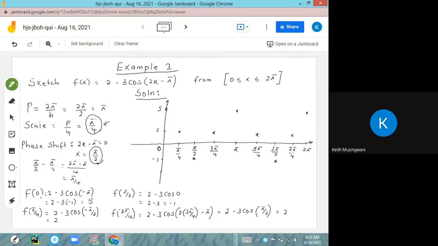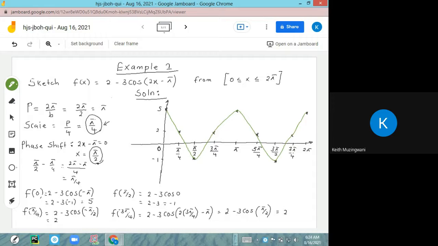So we're coming from there, coming here, take it up, like that. So this is our graph for cosine from 0 up to 2 pi.